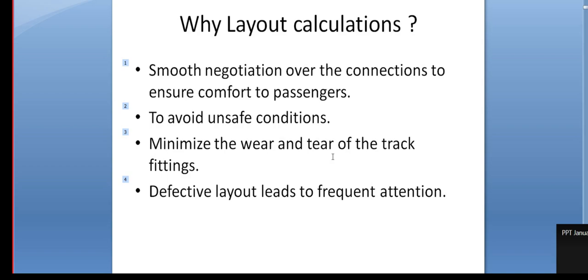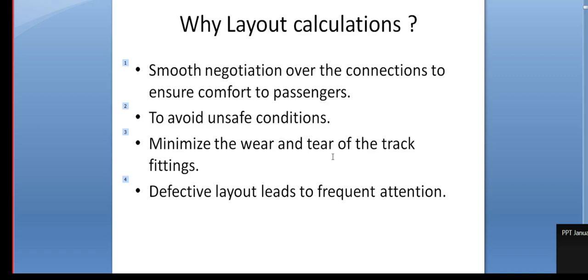And in many places you can see in the station yard, when a vehicle negotiates from main line to loop line, there will be strained movement. There will be noise also produced. And there will be more wear and tear to the rail components. Sometimes there is jolting also. All these things are because of the defective layout. That can be avoided if you properly design it, and to avoid unsafe conditions. Ultimately, if the defect is extreme, it will result in derailment. That can be avoided if you are doing proper layout design.